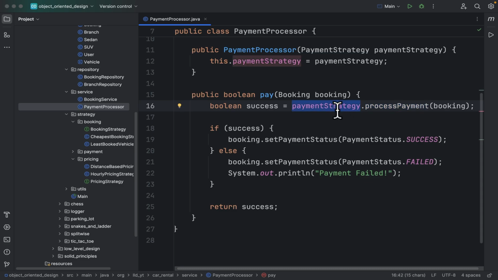If the strategy is UPI payment, then UPI payment's process payment function would be called. If the strategy is card payment, then the card payment's process payment function would be called. Now it would return true or false. If it is true, then obviously we would be changing the status of the payment. It would become success from pending state, else it would be changed to failed.